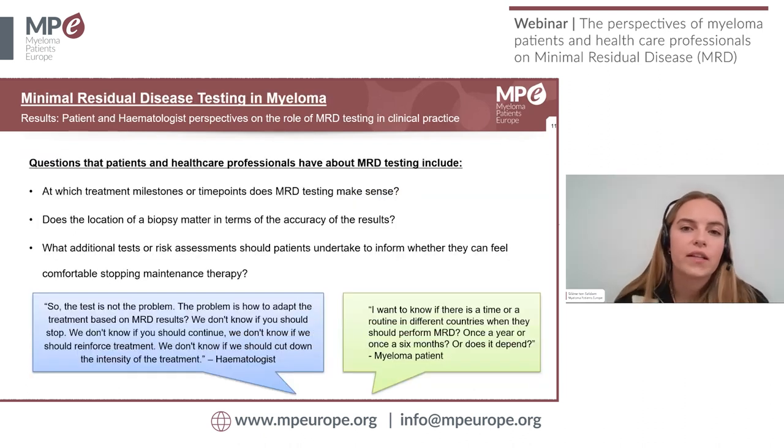So without specific guidelines, hematologists decide individually or as an institution when to request MRD testing and how to use the information. So we gathered some of the key questions that patients and hematologists have regarding MRD. And the main questions are regarding treatment milestones or time points. So when MRD testing should be done, whether the location of a biopsy matters in terms of accuracy of the results, and what additional tests or risk assessments patients should undertake to inform whether they can feel comfortable stopping maintenance therapy.